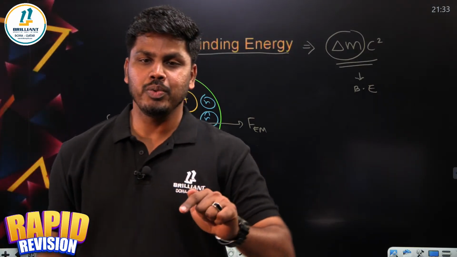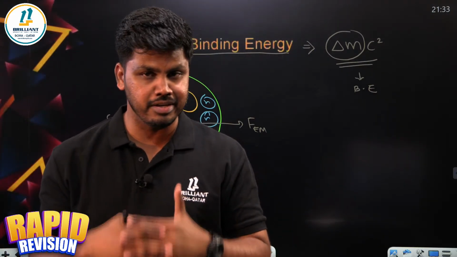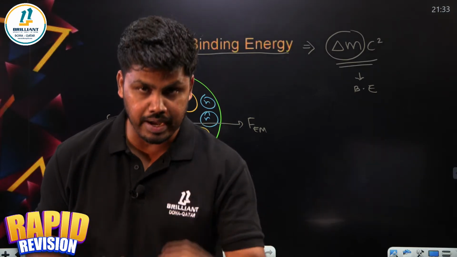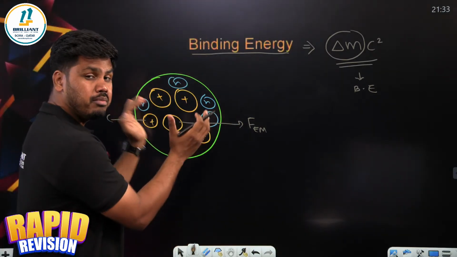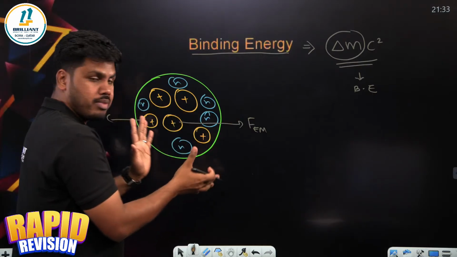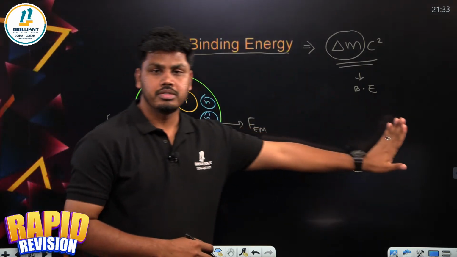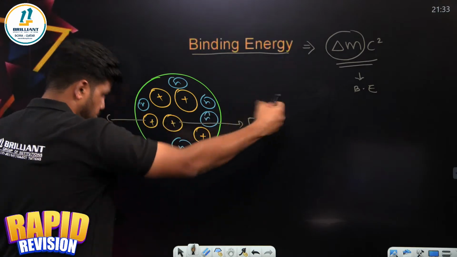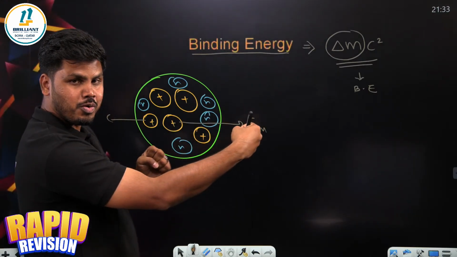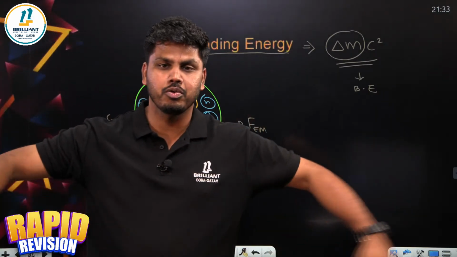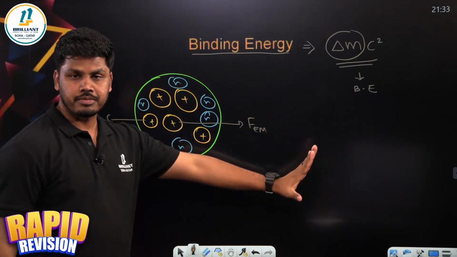Therefore, the stability of a nucleus is closely related to the binding energy. If a nucleus has enough binding energy, that nucleus will be stable. If it doesn't have much binding energy, then this nucleus will not be stable, because the nucleus cannot hold all these nucleons together. Some of them start going out. They will leave the nucleus.